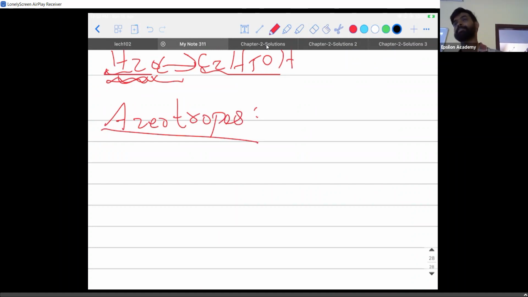I'll give you the definition. Azeotropes are liquid mixtures which cannot be separated by distillation.